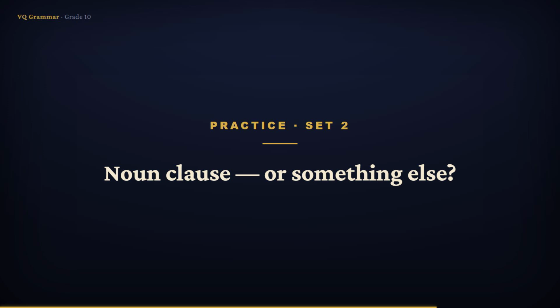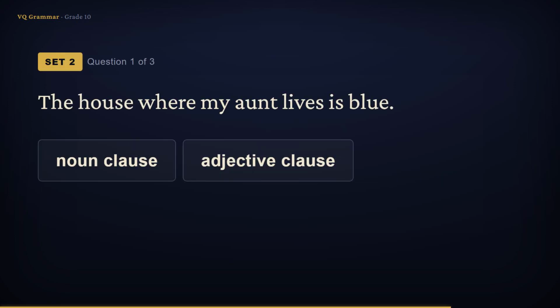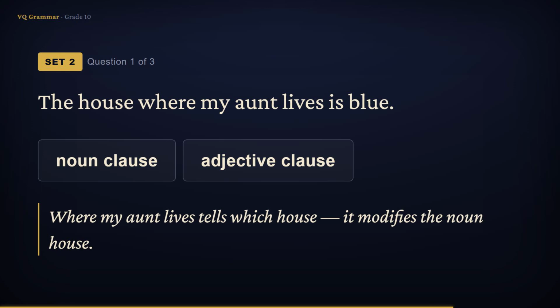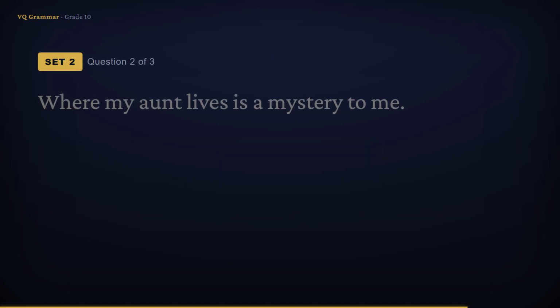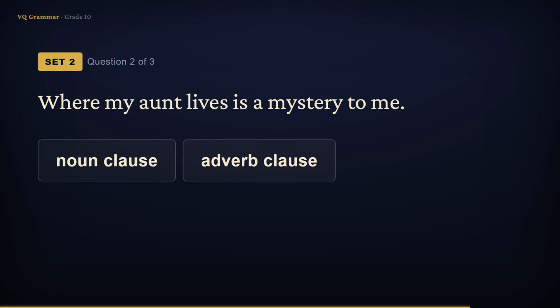Now the harder call. Each sentence carries a subordinate clause, but only some of them are noun clauses. Run the test. Try swapping the clause for the word it or the word something. If it fits, you have a noun clause. Pause and decide before I answer. The house where my aunt lives is blue. Try the test. The house, it is blue? That is nonsense. The clause is not filling a noun slot at all. It is telling you which house we mean, so it hangs on the noun house. That makes it an adjective clause.